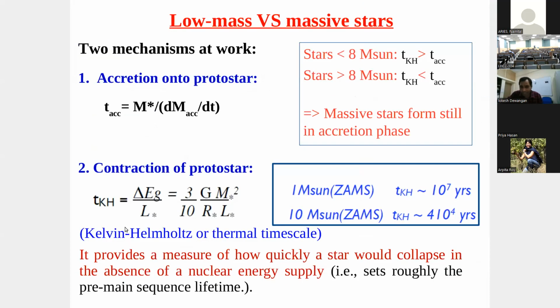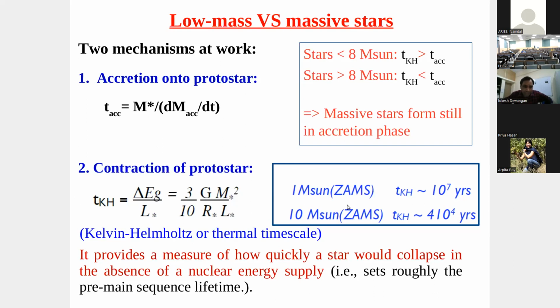So what are the reasons behind the difficulty in the study of the formation of massive stars? What we know from low mass stars, let's see. For the accretion, we can calculate two kinds of time scales related to the formation of a star. One is the accretion time scale, another is the thermal time scale or Kelvin-Helmholtz time scale. This Kelvin-Helmholtz time scale is basically how quickly a star would collapse in the absence of nuclear energy.